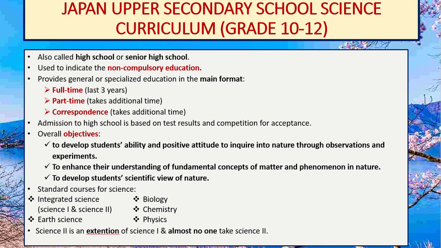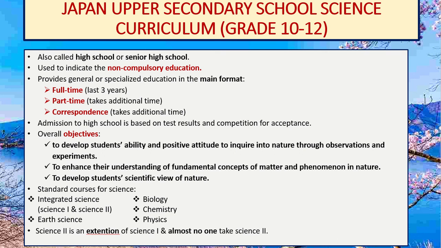Japan Upper Secondary School Science Curriculum, which is for grade 10 until 12, is also known as high school or senior high school. Japan Upper Secondary School also indicates non-compulsory education. It provides general or specialized education in the main format. There are three main formats, which are full-time, part-time, and correspondence. The admission to high school is based on test results and competition for acceptance.